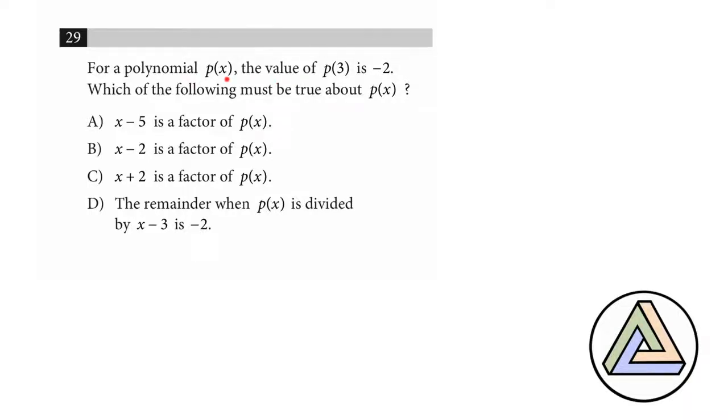For a polynomial p of x, the value of p of 3 is -2. Which of the following must be true about p of x? X minus 5 is a factor. All right, well, I have a feeling it's deep, but I'm going to explain why right now.